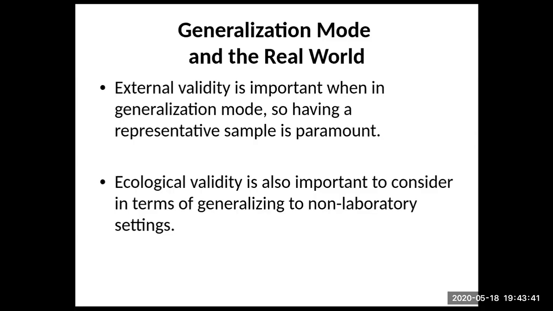So having a representative sample is absolutely paramount. It's absolutely essential. When we're looking at ecological validity, that's taking something from a lab setting and applying it. Does it work in the real world? It's also important to consider in terms of generalizing to non-lab settings. What things can we not control for? Are we still going to get the same result?